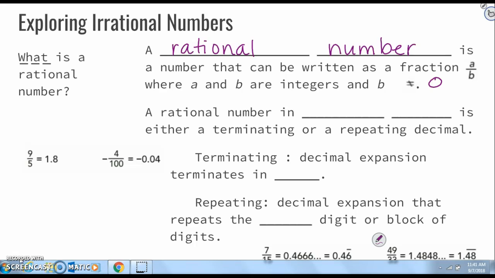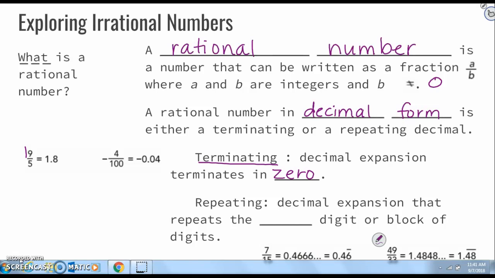A rational number in decimal form is either a terminating or a repeating decimal. With terminating decimals, this is a decimal expansion that terminates in 0.